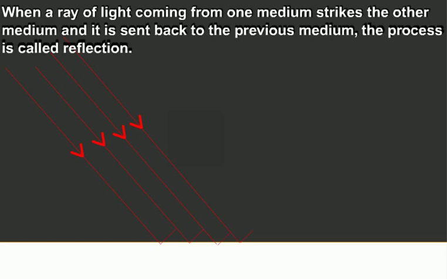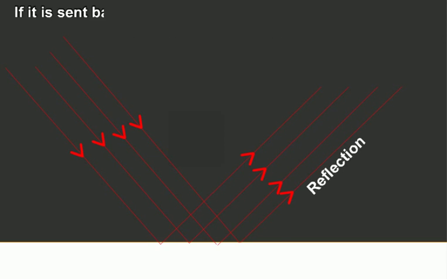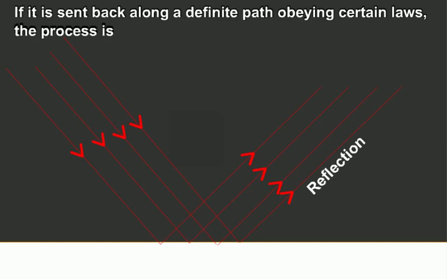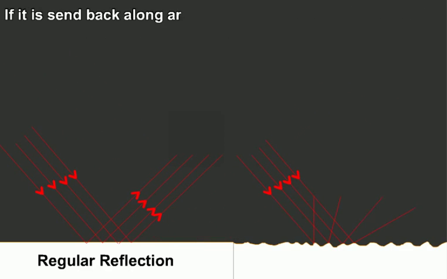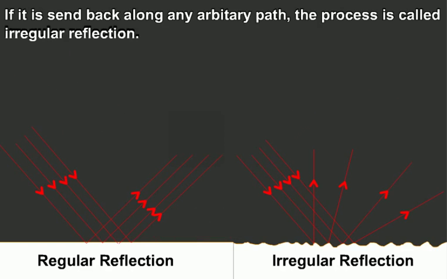When a ray of light coming from one medium strikes another medium and is sent back to the previous medium, the process is called reflection. If it is sent back along a definite path, obeying certain laws, the process is called regular reflection. But if it is sent back along any arbitrary path, the process is called irregular reflection.